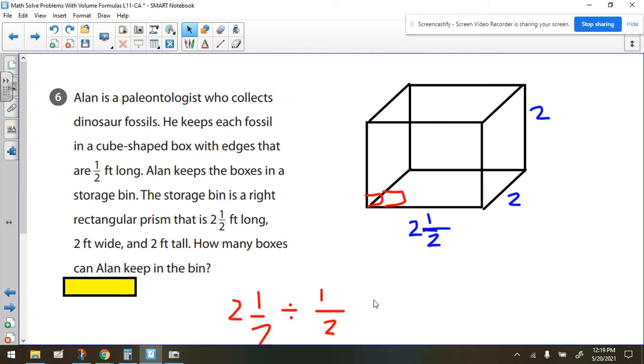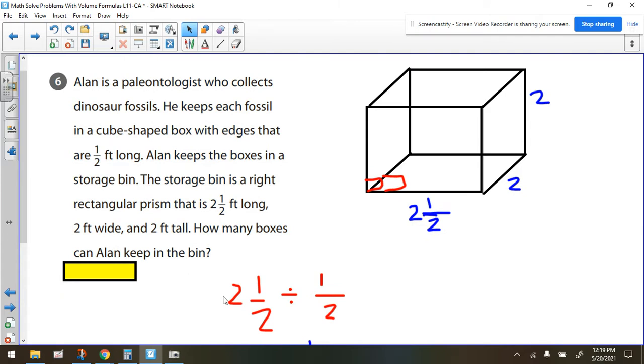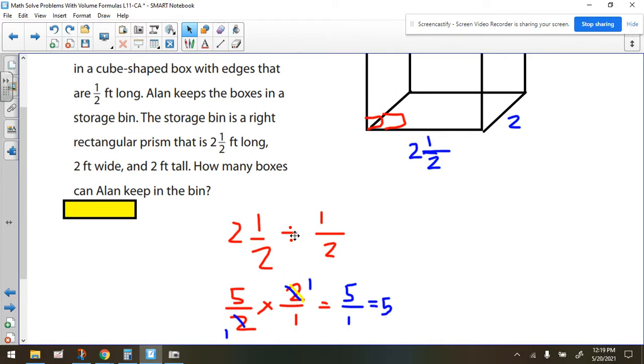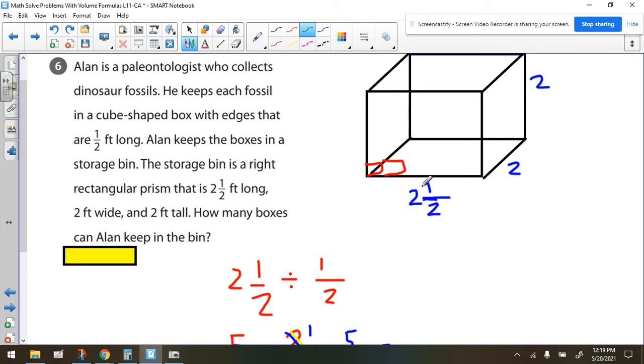Aren't we really breaking this up into equal groups of a half? And if we think about how we find the answer to that, that's really a division. That's dividing 2.5 divided by a half. 2.5 as an improper fraction would be 5 halves. Then we multiply by the reciprocal of the divisor, which is 2. So we're doing 5 halves times 2, which equals 5. So we can fit 5 of the half cubes going across this way. I'm going to write it as 5 half cubes so we know that's not full cubic feet, but half cubes.